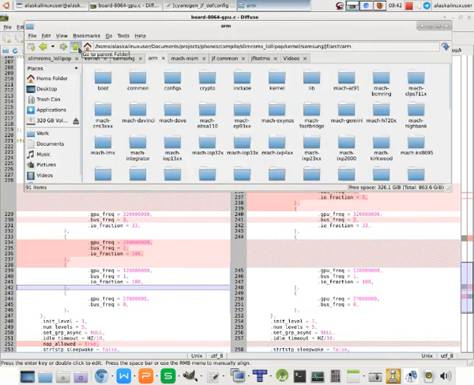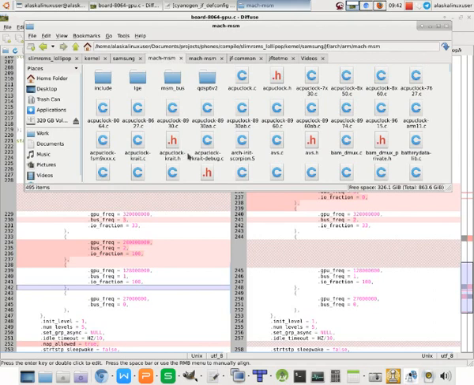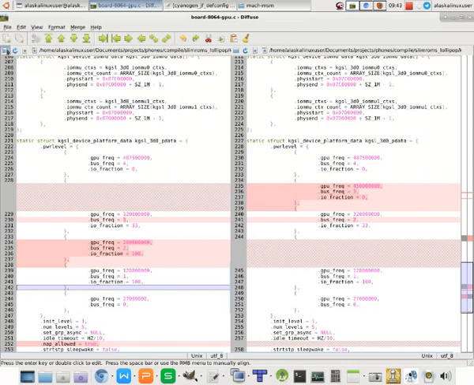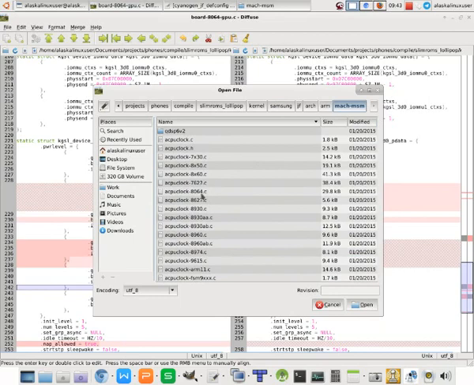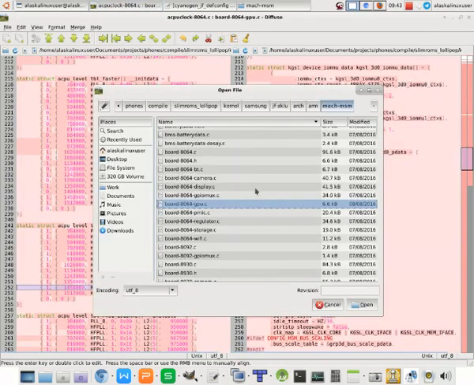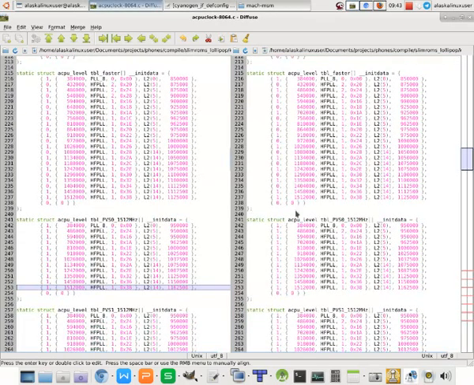So we're in our JF arch ARM, and we're going to jump down to this mach-msm. And we look around, we're looking for the CPU clock tables, and those are going to be in this acpu-clock file, and we're looking for the 8064, and so that's this one right here. Of course, we're going to open it up in Diffuse so we can take a look at that. So acpuclock-8064, and we're going to have mine and then the default stock kernel for comparison here.